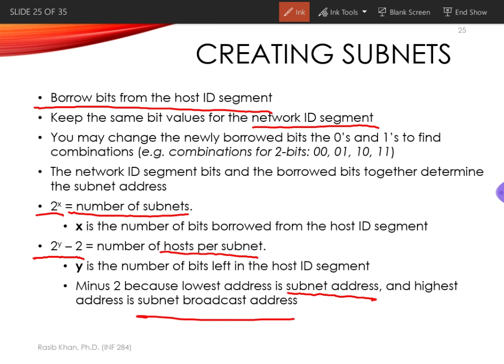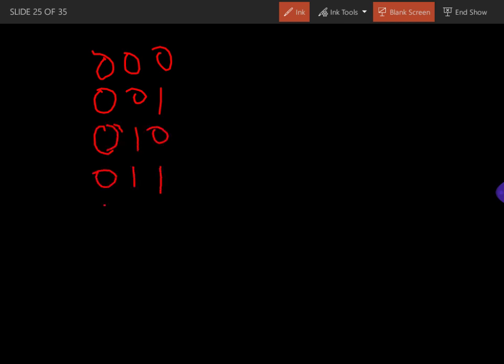So if we are borrowing 2 bits, we have a total of 4 combinations: 00, 01, 10, and 11. And all of these could be different subnets. Let's say if we have 3 bits borrowed, that would mean that we can have 000, 001, 010, 011, 100, 101, 110, and 111.